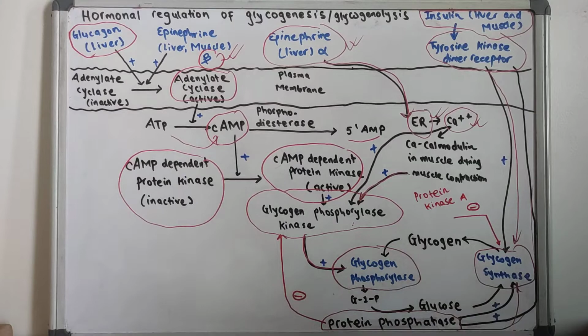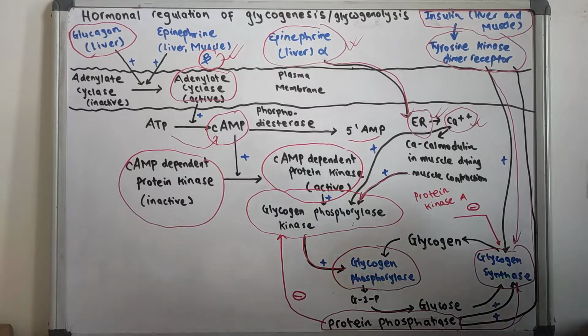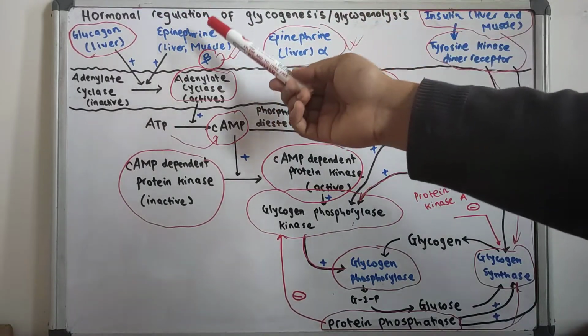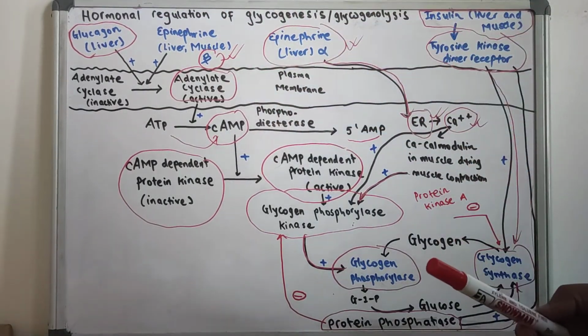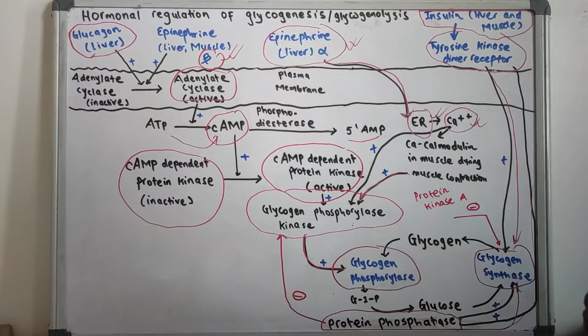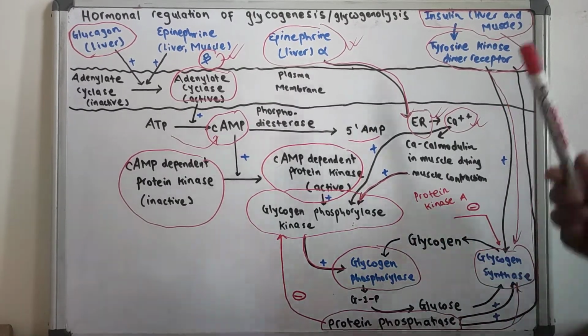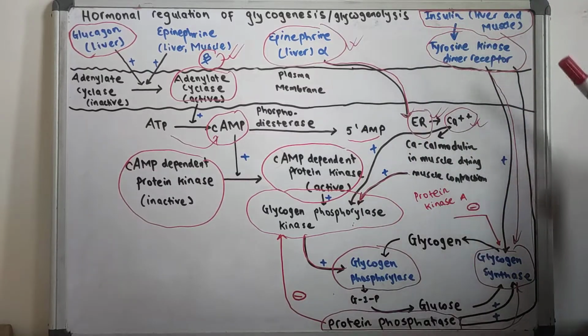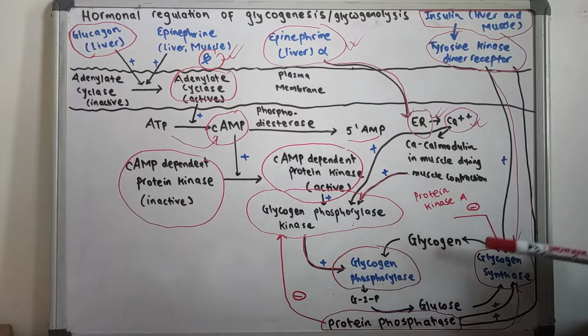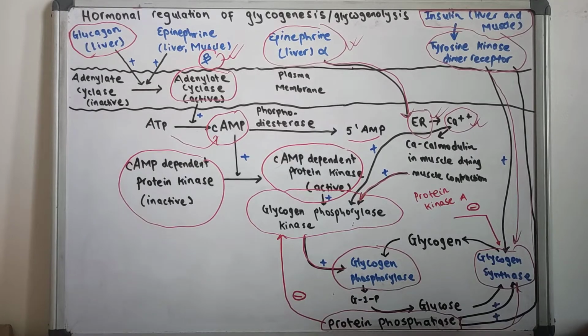In summary, glucagon and epinephrine mainly enhance glycogenolysis, whereas insulin enhances glycogenesis. So this sums up our hormonal regulation of glycogenesis and glycogenolysis.